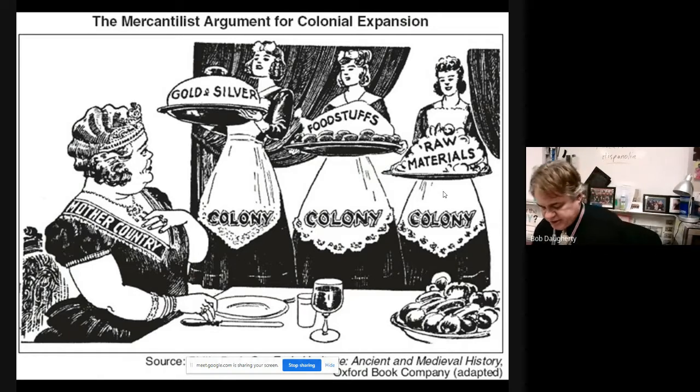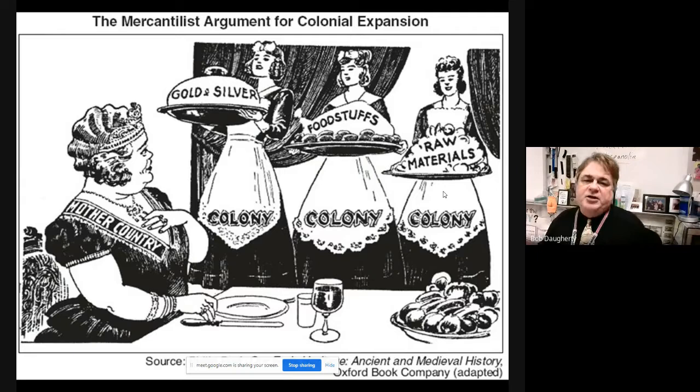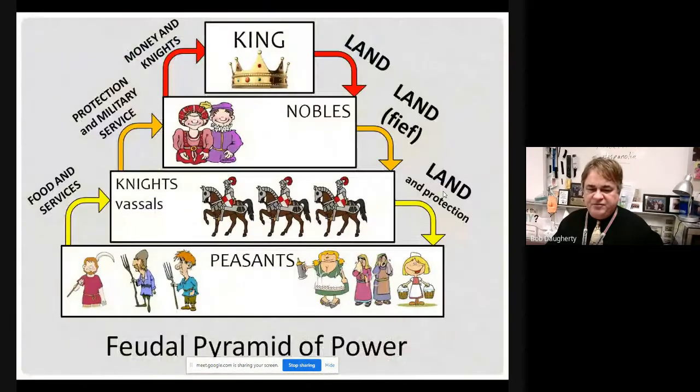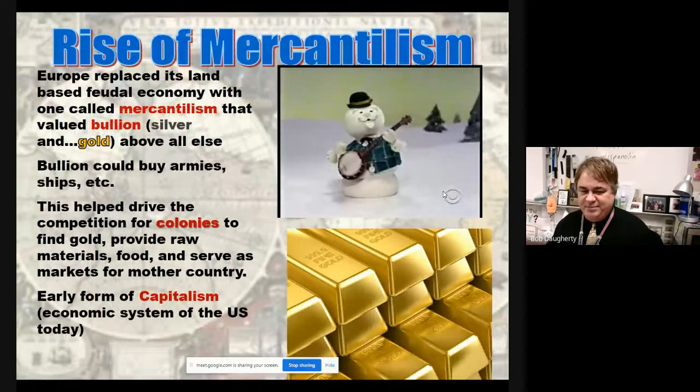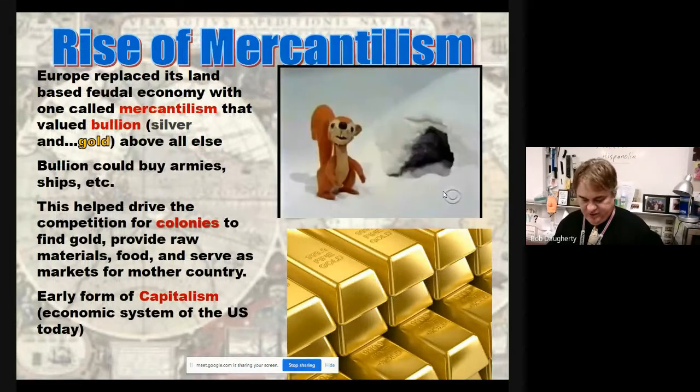And this cartoon here, y'all, has a good way of showing how these go. So basically here you would make stuff for the mother country. And as it shows you back here, y'all, at the very bottom, there's your silver and gold. Now you're getting it. Early form of capitalism.